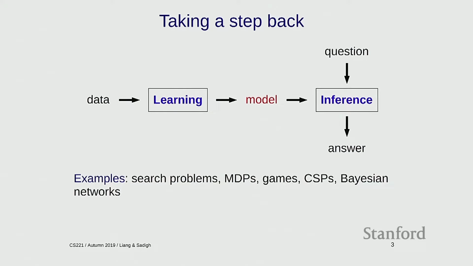So what does this look like for all the different types of instantiations we've looked at? For search problems, the model is a search problem, and the inference asks the question, what is the minimum cost path? In MDPs and games, we ask the question, what is the maximum value policy? In CSPs, we ask the question, what is the maximum weight assignment? And in Bayesian networks, we can answer probabilistic inference queries of the form, what is the probability of some query variables conditioned on some evidence variables?